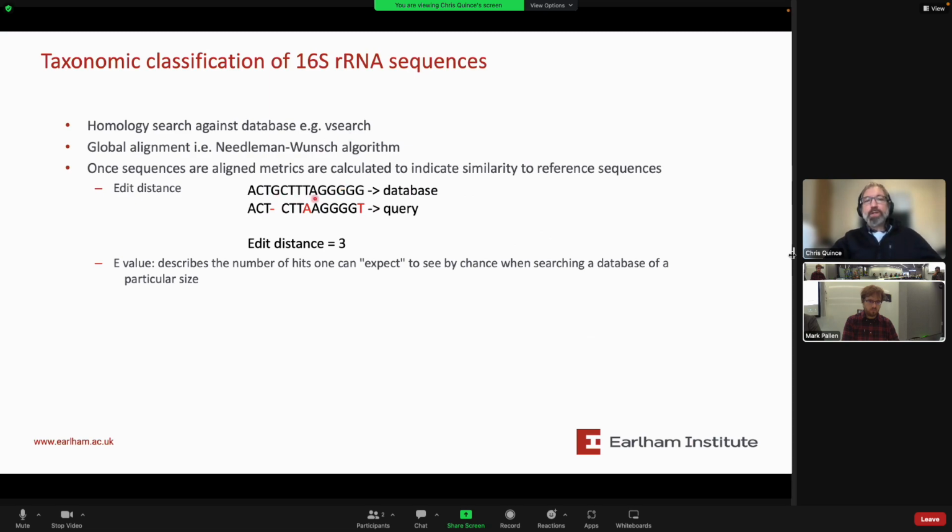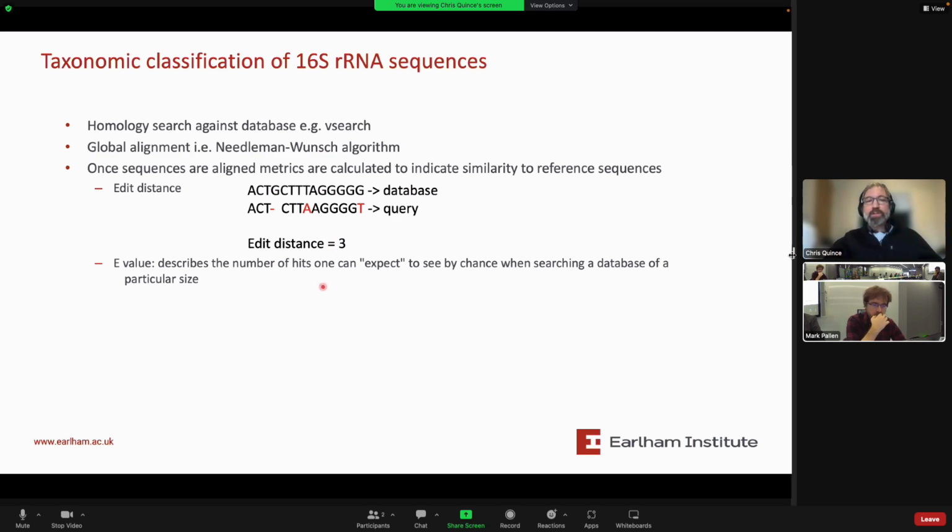Once you've got your alignment, you turn that alignment into something called an edit distance. So that's telling you how many changes in terms of sequence are necessary to turn your query into your database sequence. So here we see we've got 2 substitutions and 1 gap in comparing our query to the database. So the edit distance, the number of changes required to turn the query into the database, is three.